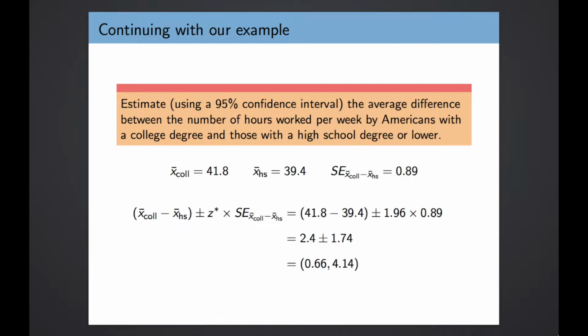So solving this is really straightforward. We're just going to plug in the values that we need in this formula. Our point estimate is 41.8 minus 39.4, and then we have plus or minus the critical value for a 95% confidence interval, which is 1.96, multiplied by our standard error, which we found to be 0.89. So that gives us a point estimate of 2.4 and a margin of error of plus or minus 1.74. So that gives us a 95% confidence interval from 0.66 to 4.14.